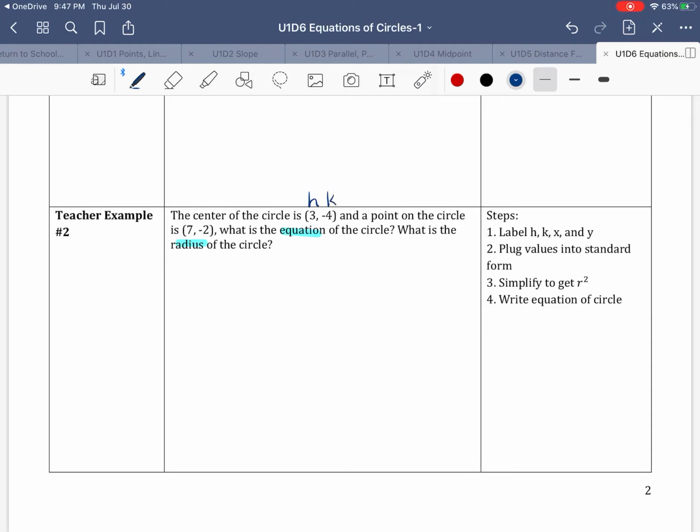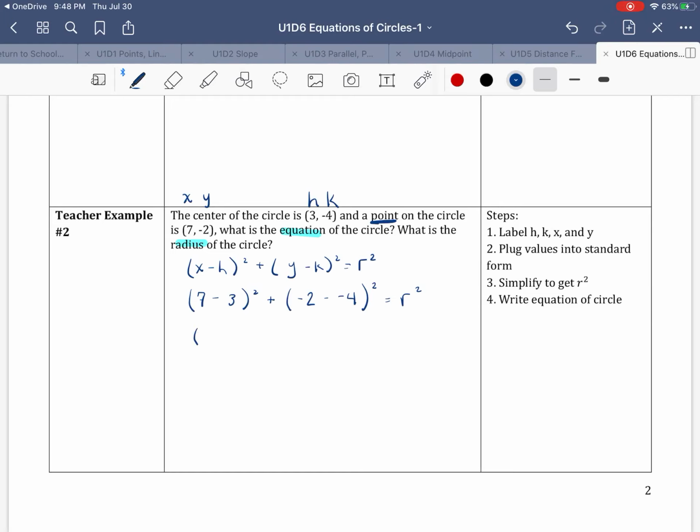If we know the center, we label it H and K. And if it's a point here, we know that's going to be our X and our Y. So like before, we're going to take our standard form, (X minus H) squared plus (Y minus K) squared equals R squared, and then plug in all of our known values. X is 7 minus H is 3, squared, plus Y is -2 minus K is -4, squared, equals R squared. And we don't know what R is. We're looking for the radius.